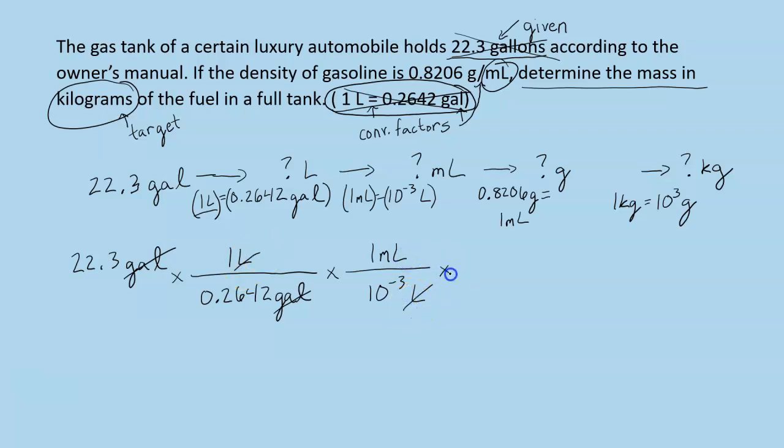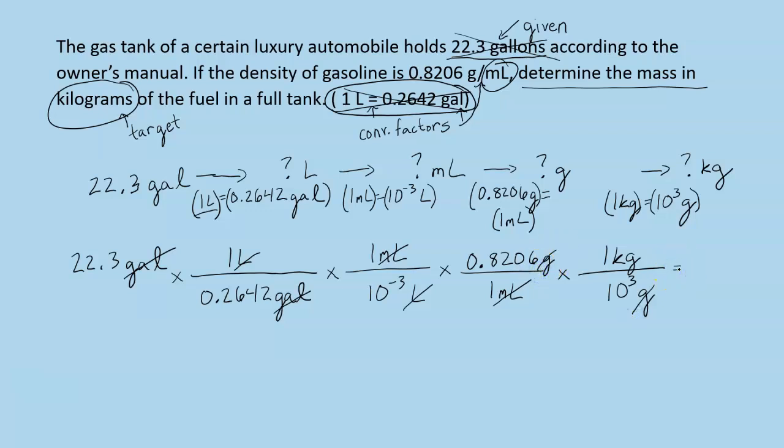Liters cancel. Now to go from milliliters to grams, again, find to the left of the arrow the milliliters in that conversion factor. So the 1 milliliter will go on bottom, and then the other part of the equality must go on top, 0.8206 grams. Okay, milliliters now cancel. And then my last step, to the left of the arrow, I have grams. So from the equality, I'm going to take that 10 to the third grams, place it underneath, and then forcing the 1 kilogram from the equality to go on top.